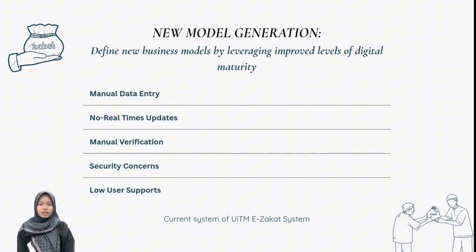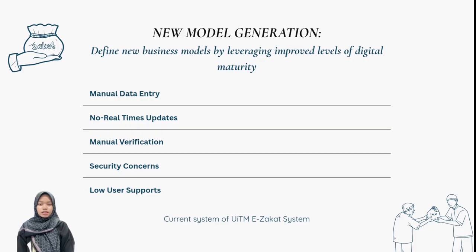Students must fill in detailed forms and often re-enter personal and academic information that already exists in UiTM systems. The second one is no real-time updates. Applicants don't receive automatic updates. They must manually check their status or contact the office. The third one is manual verification. Application eligibility is reviewed manually by staff, leading to delays and a higher risk of human error.